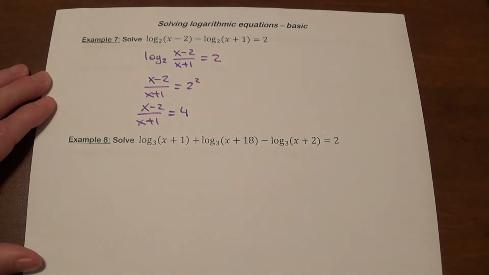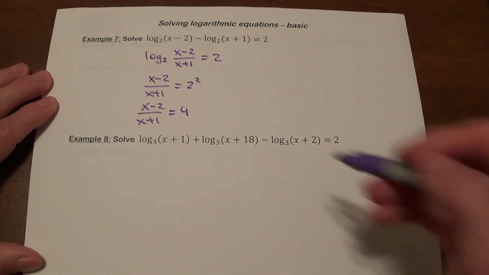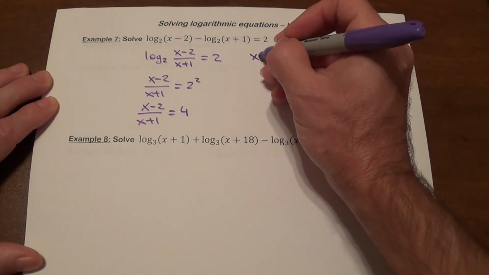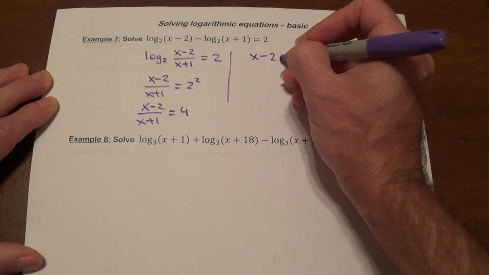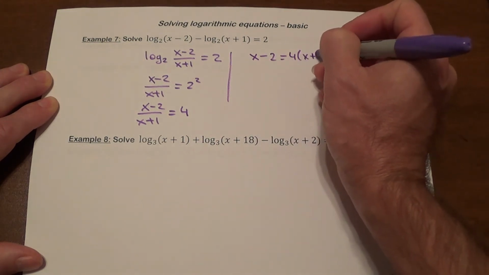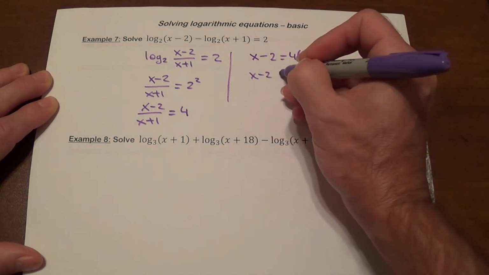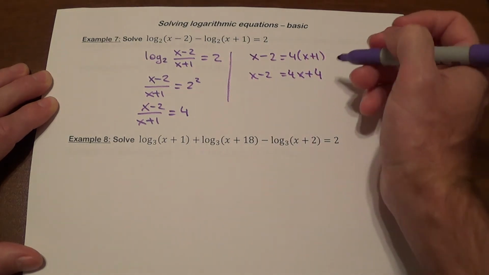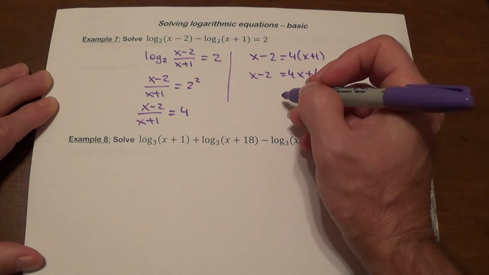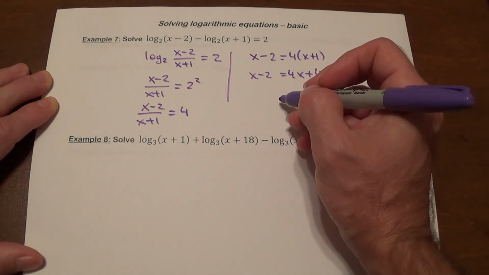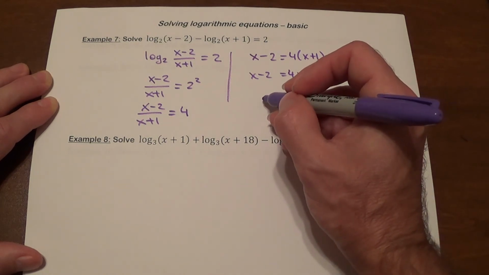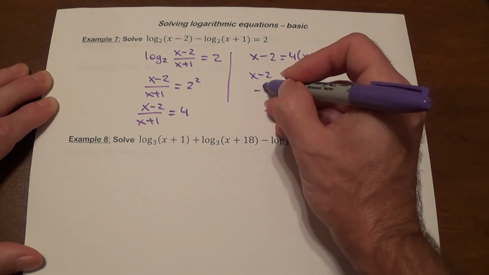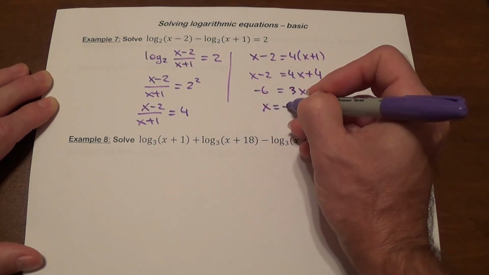It's a relatively simple rational equation to solve. You multiply both sides by x plus 1, so you're going to have x minus 2 equals 4 times (x plus 1). X minus 2 equals 4x plus 4. Alright, so when you are done solving this equation, we're getting 3x equals negative 6, x equals negative 2.